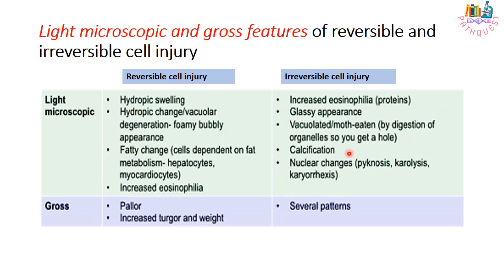There may be secondary changes which include deposition of calcium in the cells or necrotic tissue, and nuclear changes which include pycnosis, karyolysis, and karyorrhexis, which can be appreciated on light microscopy as well. The gross appearance of irreversible cell injury takes several patterns, like what we had seen in the previous picture of myocardial infarction, where there was deposition of whitish necrotic area or pale areas. There may be reddish necrotic areas as well.